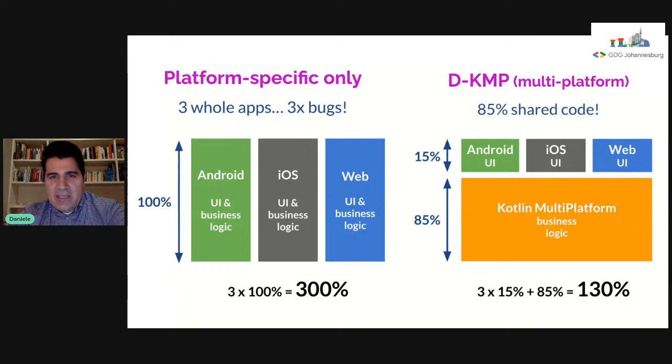And with the D-KMP architecture, which I'm going to talk about in the next 45 minutes, we are able to share 85% of our business logic, thanks to Kotlin Multiplatform. And we are able to have platform-specific code, which is just the UI code. And in terms of code effort, roughly speaking, it is even half of just building 3 whole apps if you want to target these 3 platforms.